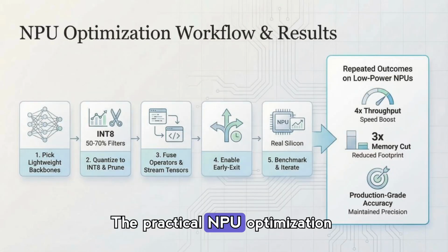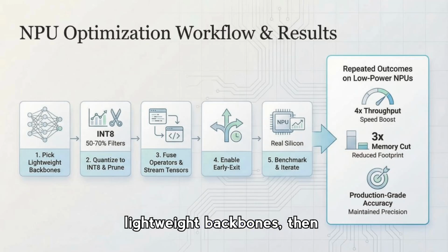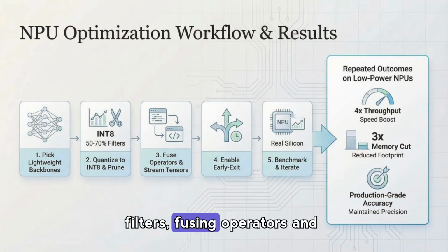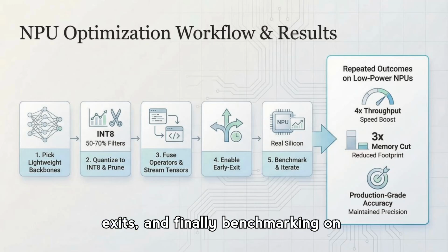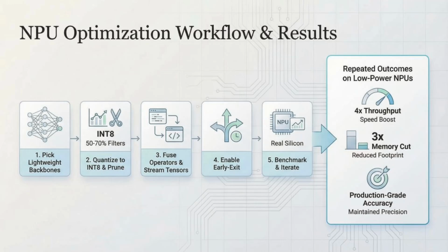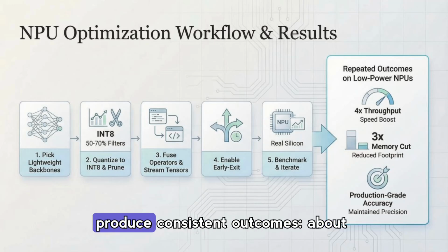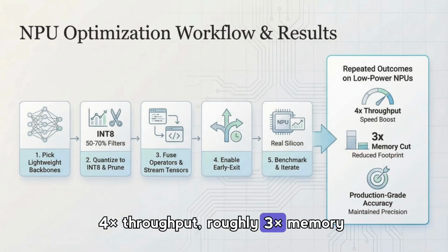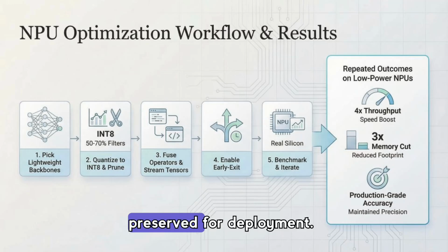The practical NPU optimization workflow starts by picking lightweight backbones, then quantizing to INT8 and pruning filters, fusing operators and streaming tensors, enabling early exits, and finally benchmarking on real silicon to iterate. When applied together, these steps commonly produce consistent outcomes: about 4 times throughput, roughly 3 times memory footprint reduction, and production-grade accuracy preserved for deployment.